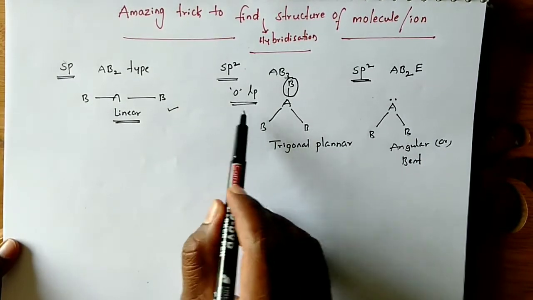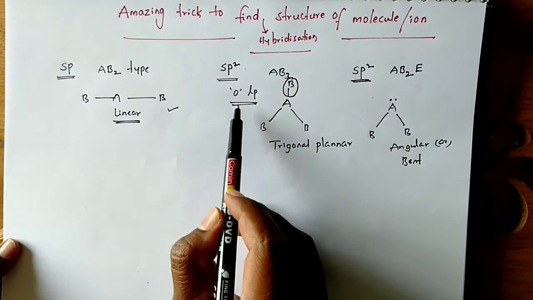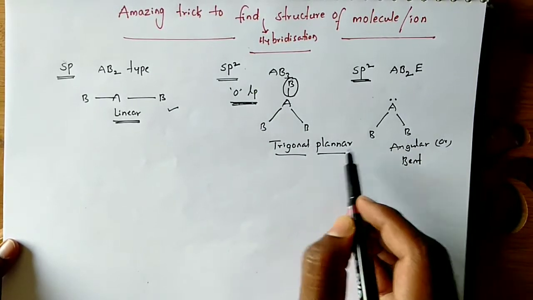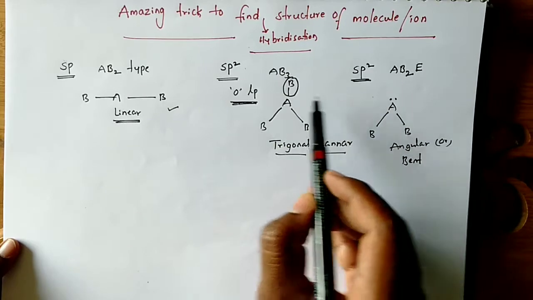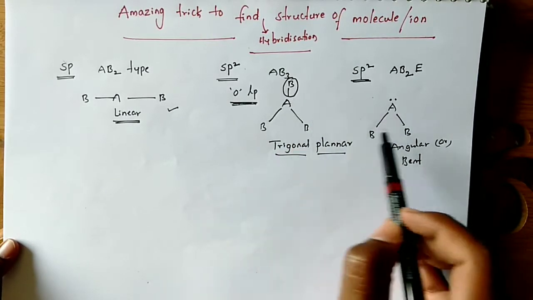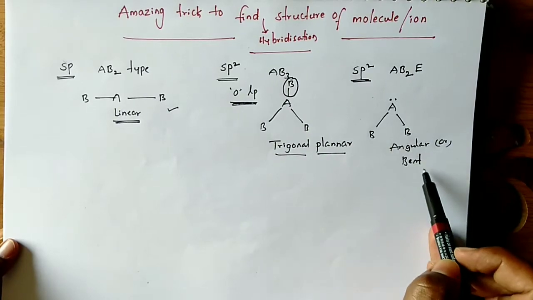So for that, you must know the shape of the molecule without lone pairs. Without lone pair, it is trigonal planar. With one lone pair, you must remove any one bond. After removal of one bond, you will get a structure like this. This is angular or bent.